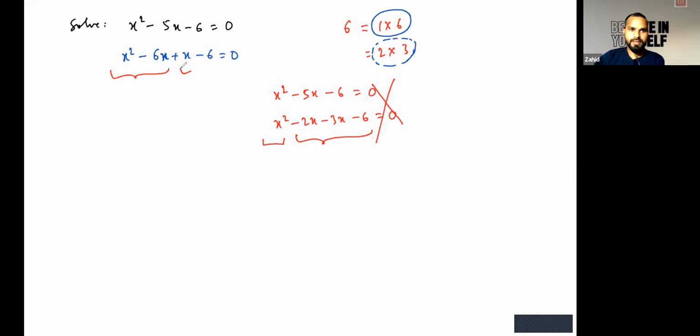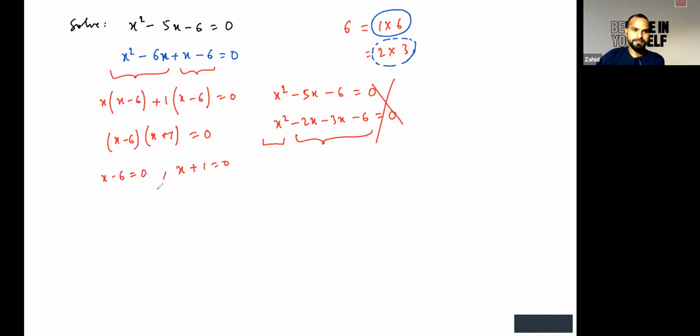Now take out a common factor from this part and this part, x from this, so it will be x minus 6. And if you take out plus 1, it will be x minus 6. x minus 6 is common in both these terms, so it will be (x minus 6)(x plus 1) equals 0. If you equate each factor to 0 individually, it will give you x equals plus 6 as your first solution and x equals minus 1 as your second solution.